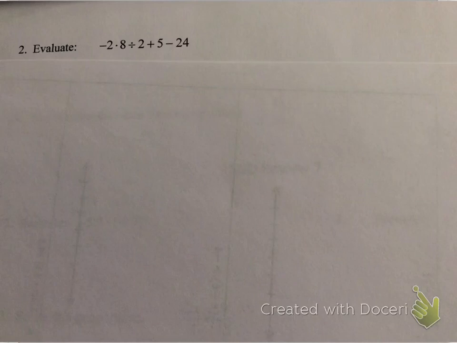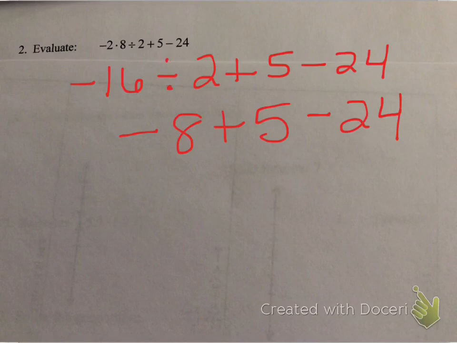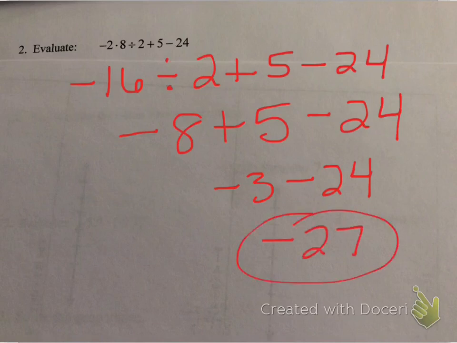Okay, we have -2 times 8 divided by 2 plus 5 minus 24. Following your order of operations, you should do multiplication first. -2 times 8 is -16 divided by 2 plus 5 minus 24. Then we're going to do our division. -16 divided by 2 is -8 plus 5 minus 24. If you would like to go left to right here, you could collect your negatives. It doesn't matter. It's easy enough to go left to right. -8 plus 5 would be -3 minus 24. And there you have same sign, so you should add, and you get -27.